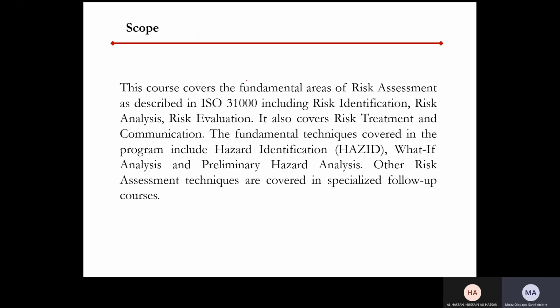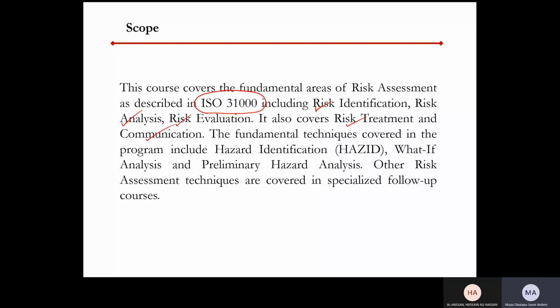And the course basically follows ISO 31000. ISO, the International Standards Organization, has standards that deal with risk assessment. So we follow basically ISO 31000, and risk assessment from this standard includes risk identification, risk analysis, and risk evaluation. These are the main areas of risk assessment, though there might be some other supplementary areas that we might talk about as well. For example, we'll talk about risk treatment, what the forms of risk treatment are, and also risk communication.